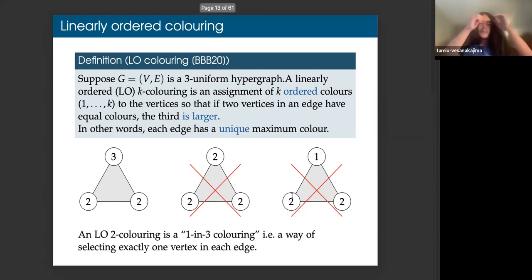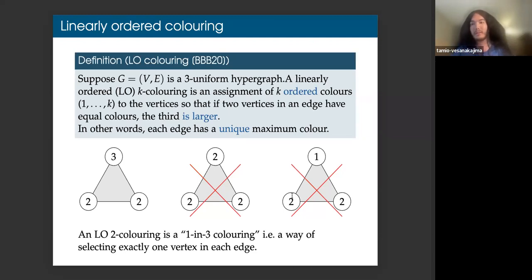And I'd like to bring your attention to this LO2 coloring special case. In such a coloring, in every edge, I have to have 1, 2, and 2 1s. So you can think of it as selecting exactly 1 vertex in every edge. So it's a 1 in 3 coloring, in a different way of stating it.